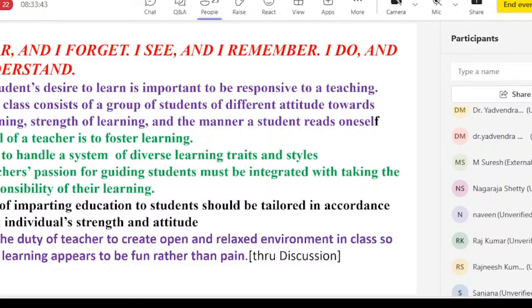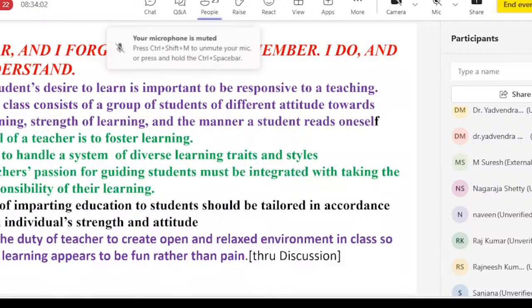a teaching. So that's why I say that it's not a one-way traffic. The teachers and students are equally responsible for making the teaching-learning process successful. So this is important.